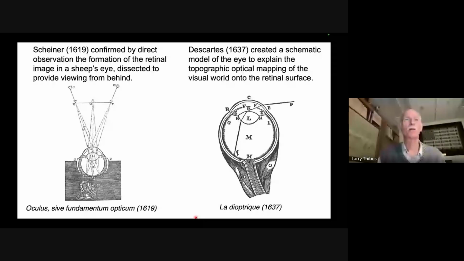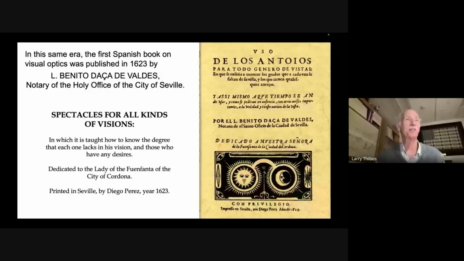Okay. Now, in this same era, we have the first Spanish book on visual optics, which I've learned recently was published in 1623 by Benito Daza de Valdez, if I pronounce that correctly. And according to Google translation tools, this title means spectacles for all kinds of visions, in which it is taught how to know the degree that each one lacks in his vision and those who have any desires. It was dedicated in the year 1623 to the Lady of Cordova. A very famous man, I understand. The optical center in Madrid is named after this gentleman.